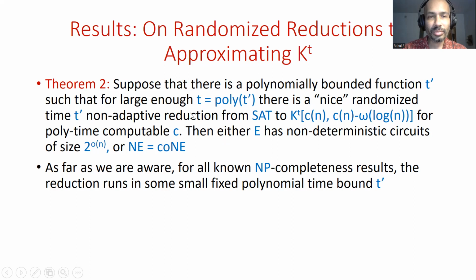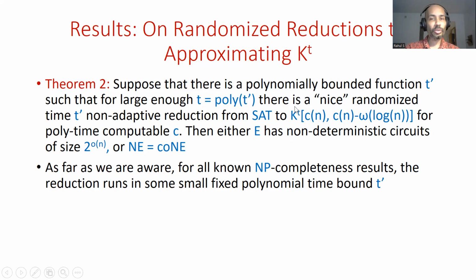And this assumption that T prime is some polynomial bound is natural too, because for all known NP-completeness results for a language, the reduction runs in some small fixed polynomial time-bound T prime. So you might think, is it a bit artificial that we are restricting this time-bound T prime and then choosing T as a function of it rather than the other way around? The fact is that for almost all NP-complete problems, in fact all the ones that I'm aware of, T prime is indeed some small fixed function.